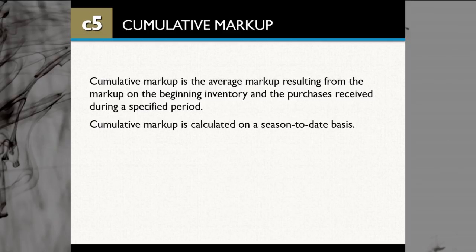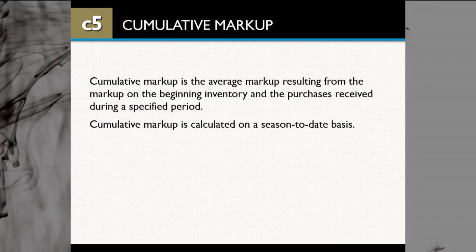Cumulative markup is also an average markup. However, it is discussed in this separate section because this is a special type of markup. I briefly mentioned this cumulative markup when we talked about the timing of the markup: initial markup, cumulative markup, and maintained markup. Your initial markup is your plan at the beginning, your cumulative markup you can check for a specific period of time, and maintained markup is your actual maintained markup at the end.